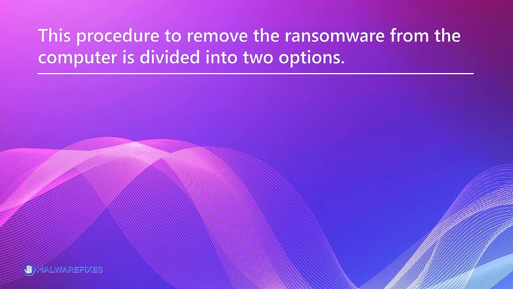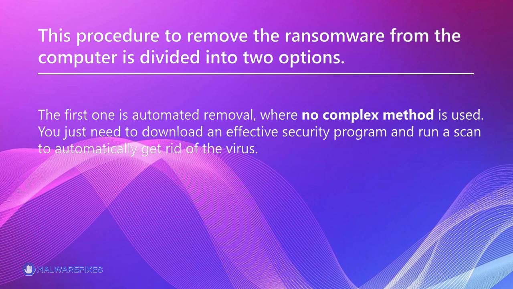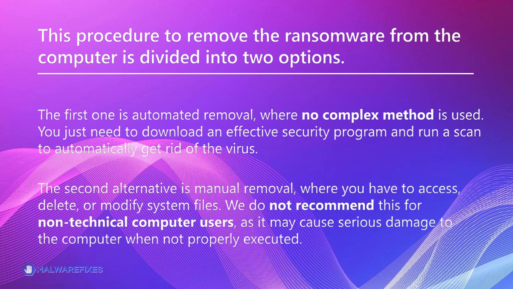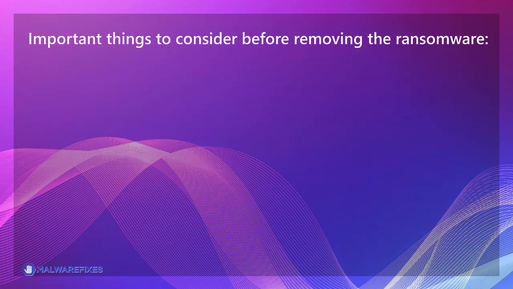This procedure to remove the ransomware from the computer is divided into two options. The first one is automated removal, where no complex method is used. You just need to download an effective security program and run a scan to automatically get rid of the virus. The second alternative is manual removal, where you have to access, delete, or modify system files. We do not recommend this for non-technical computer users, as it may cause serious damage to the computer when not properly executed.